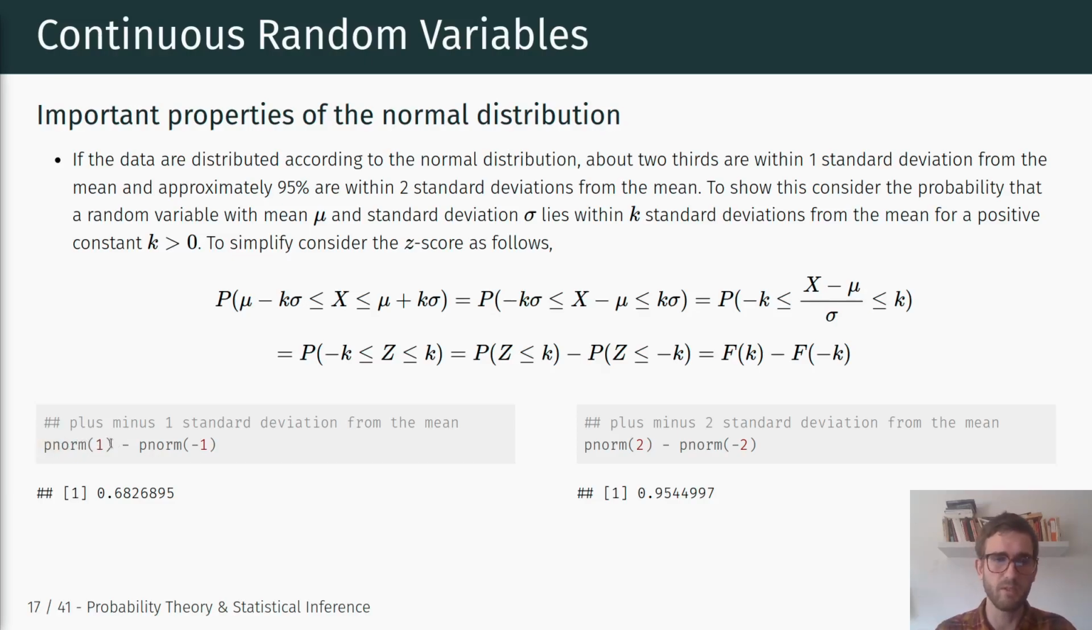to then compute using pnorm based on a standard normal random variable. Plus or minus 1 standard deviation from the mean is around 68%, and plus or minus 2 standard deviations from the mean, so that's plugging in this F of k minus F of minus k, is pnorm 2 minus pnorm minus 2, and that's 95%. And in the next example, I'm going to show that visually as well, to visualize what this normal distribution looks like, okay?